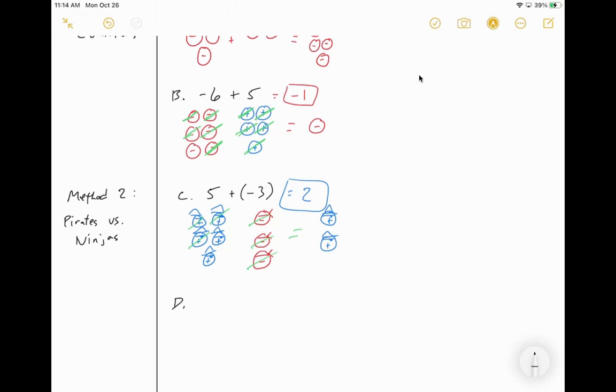Let's just say we had negative 21 plus, let's say, 18, okay? So let me ask you this question. Before even doing the problem, who wins? The pirates or the ninjas? The positive or the negative? Who's going to win this battle? Go ahead and put in the chat. Who's going to win this one? The positives or the negatives? The pirates or the ninjas? Who wins this? Who has more? Who has more people?